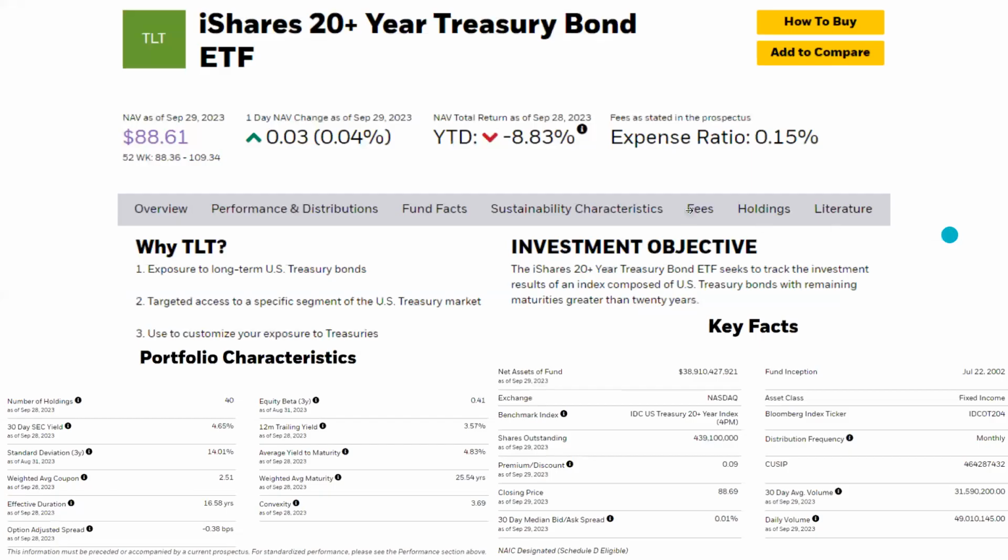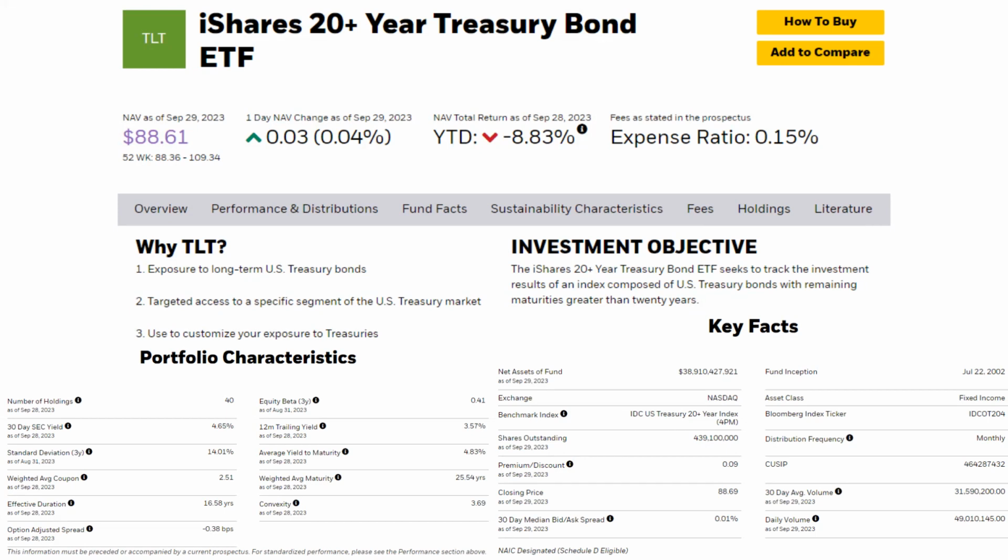Now, let's get into the meat and bones of the video. We're going to start off here talking about TLT. Some of the reasons you would invest in TLT is because you want exposure to long-term U.S. Treasury bonds, and TLT is targeted access to a specific segment of the U.S. Treasury market, all right? And you can use this to customize your exposure to Treasuries.